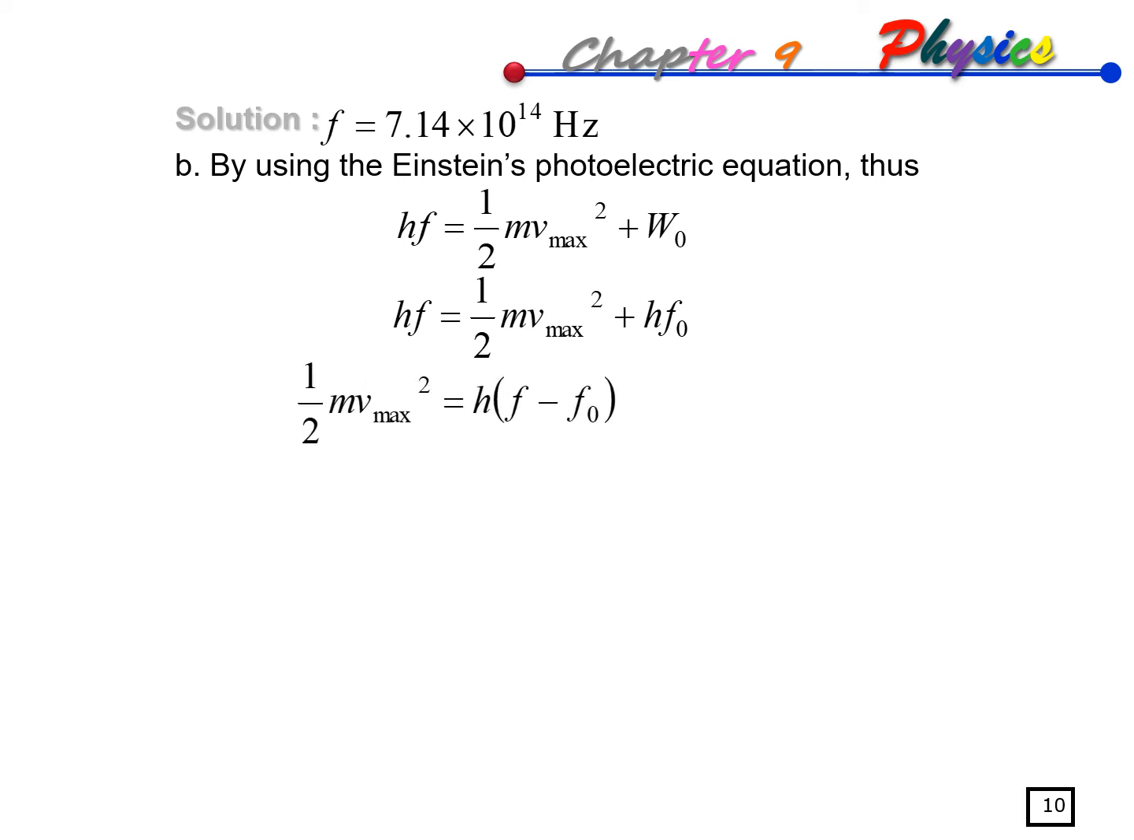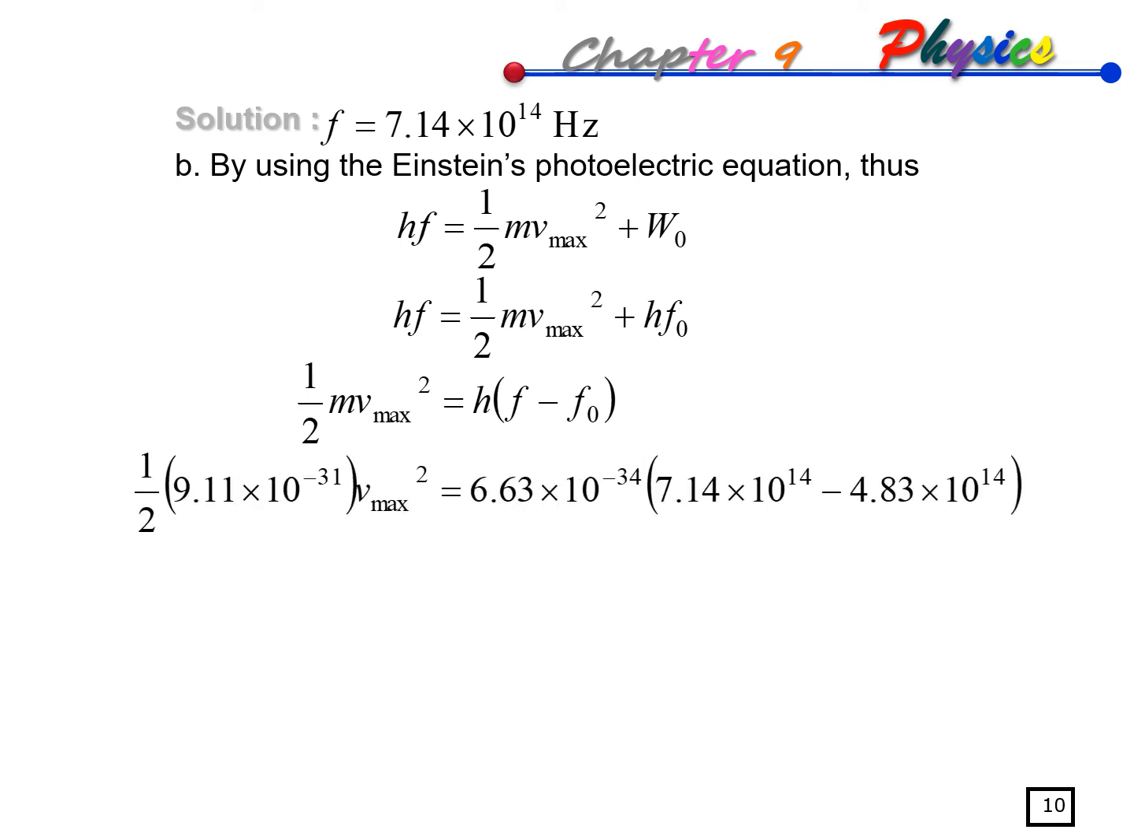Now we are going to determine the maximum kinetic energy. Rearrange, so that means you will end up with hf minus hf naught. So f and f naught. f naught is already given in the graph, and f is stated in the question. So just arrange it here and solve the equation to find the final value, which will give the maximum velocity.